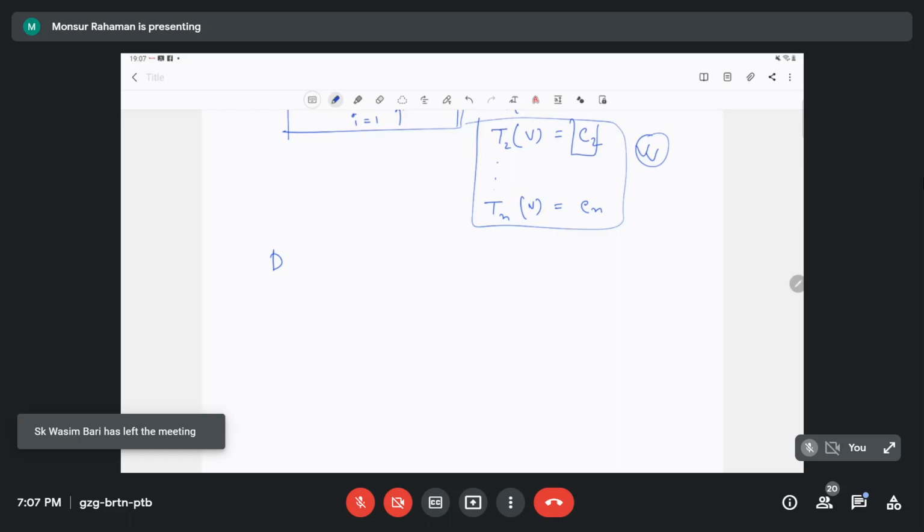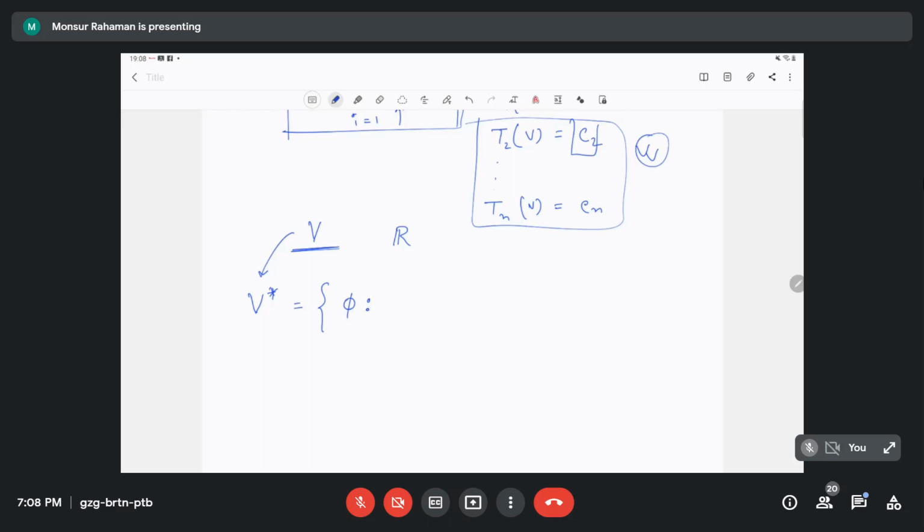So, linear functional, this is a V. We start from a vector space V, and obviously because this is a vector space, it is defined with respect to a field R. So now this is V star, it is a dual space. This is defined as all linear functionals phi from V to R such that phi is linear. Linear transformation, you can call it linear.